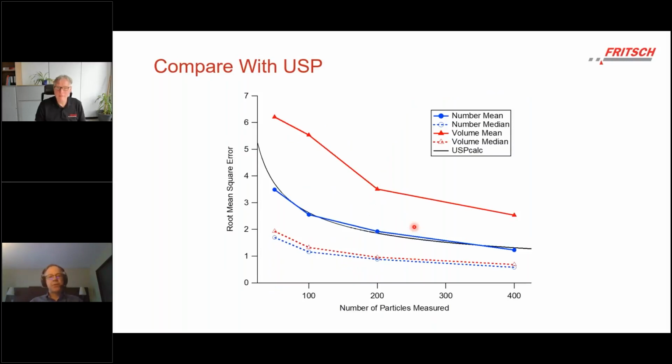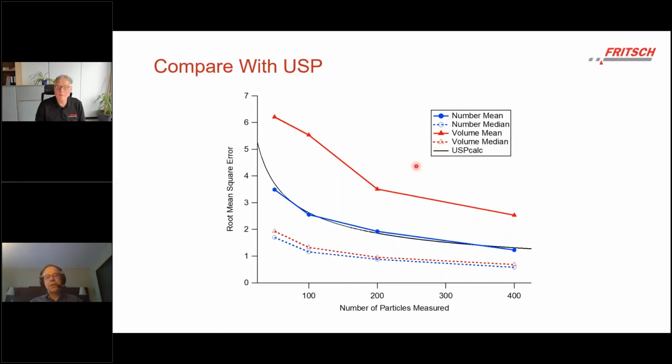So a quick comparison with USP. This on the left is really a plot of the estimated uncertainty. And you can see a black calculation. The number mean follows my expectation exactly, and the bottom is the number of particles we measured. So as I measure more particles, my uncertainty goes down, so I have more precision in my measure. If I look at volume mean sizes, then you can see that my uncertainties are higher than expected from USP, which is fine. USP did not make claims about this calculation.